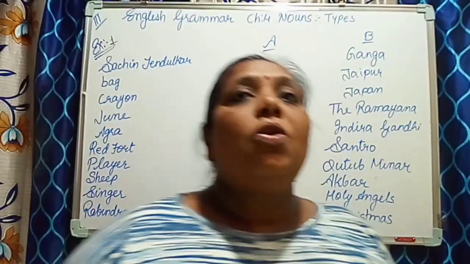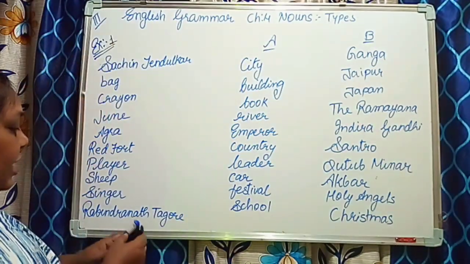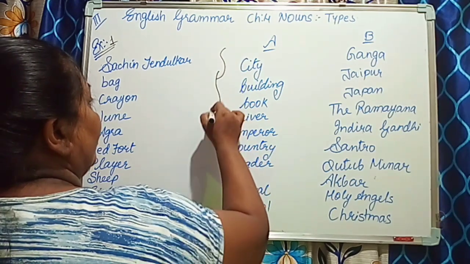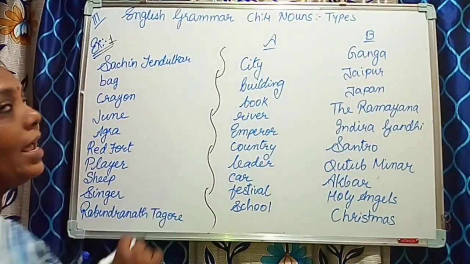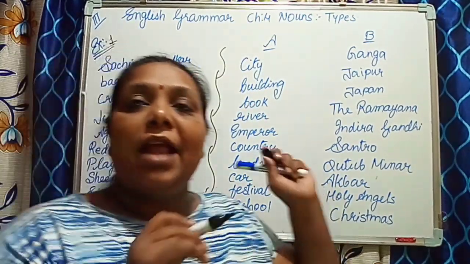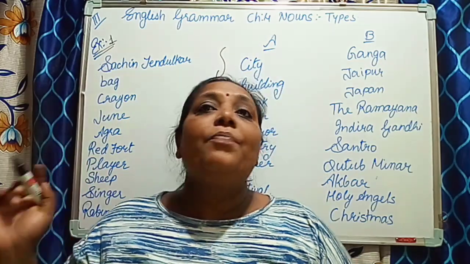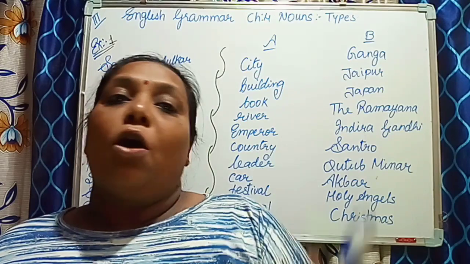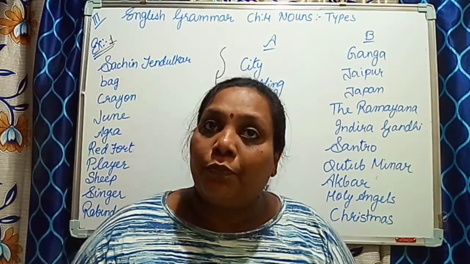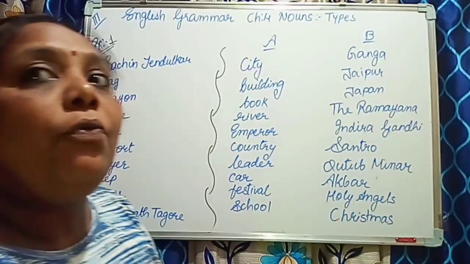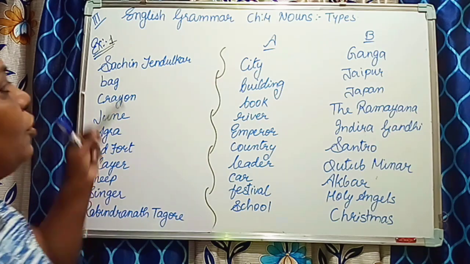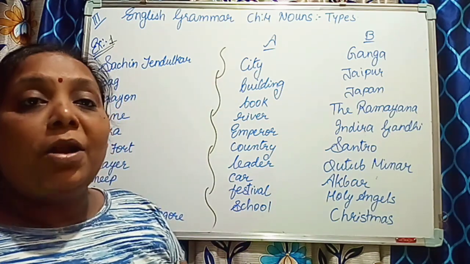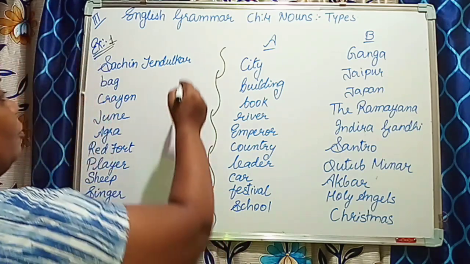The first exercise is like this. This is the match the following. In this, look at these nouns. Some nouns are given and you put them in the correct box. Correct box means common noun and proper noun. So what is Sachin Tendulkar? Is it a proper noun or a common noun? Proper noun.